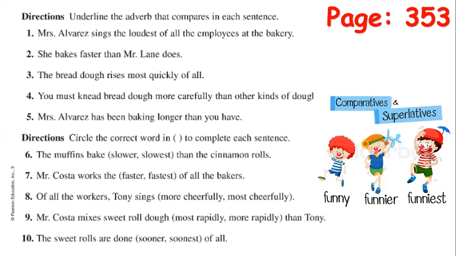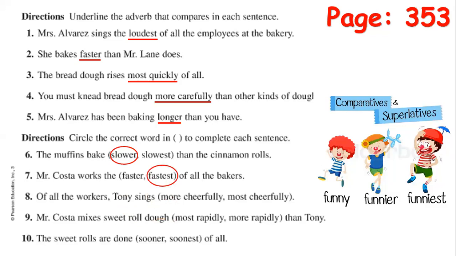Let's see the answers. On the first sentence, the adverb is loudest. On the second one, faster. On the third, most quickly. Number four, carefully. Number five, longer. Number six, the muffins may bake than the cinnamon roll. We are comparing muffins with cinnamon rolls, so slower. Mr. Costa works the of all the bakers. We are comparing Mr. Costa with all of the bakers, so fastest.